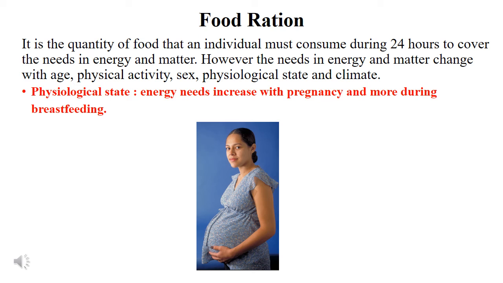And the last factor that affects food ration is the physiological state. Physiological state is the state related to the human body. For example, the food ration or the energy needs increase with pregnancy and more during breastfeeding. So, if you want to compare the energy needs of two women, one who is pregnant and the other who is normal, of course, the one who is pregnant needs more energy than the one who is normal.